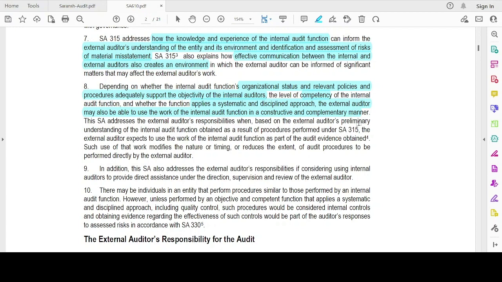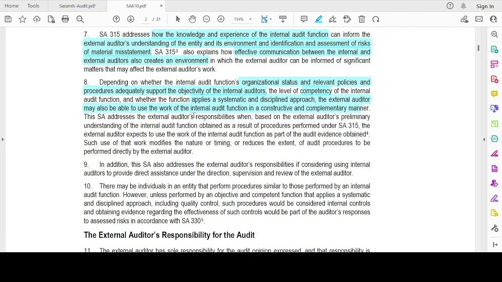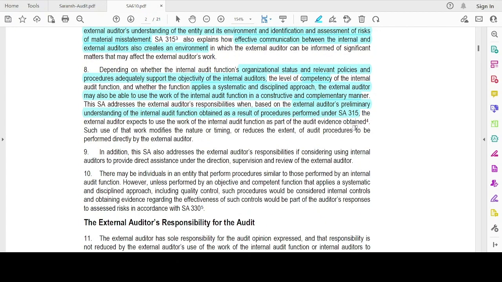Then this SA addresses the external auditor's responsibility when, based on the external auditor's preliminary understanding of the internal audit function, obtained as a result of procedures performed under SA 315, he intends to use its work. See, under SA 315 I have to perform certain procedures to obtain an understanding, right? Understanding based on the entity's environment and how it operates, right? So with that understanding, I may also have some preliminary view of the internal audit function. Now, I may also place some reliance, based on my understanding, on the work which has already been provided by the internal audit function.